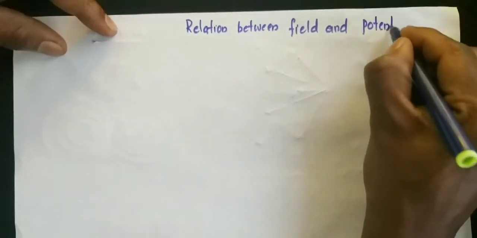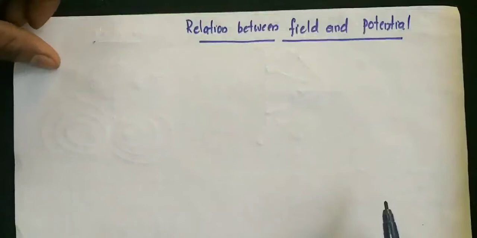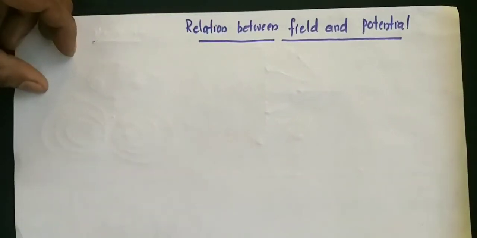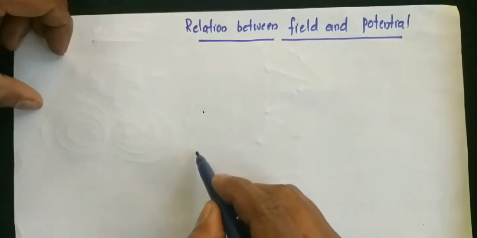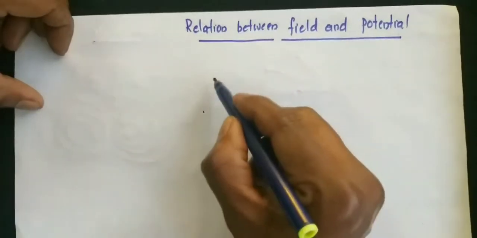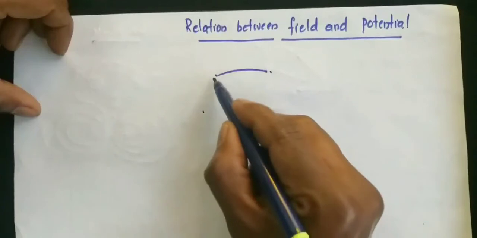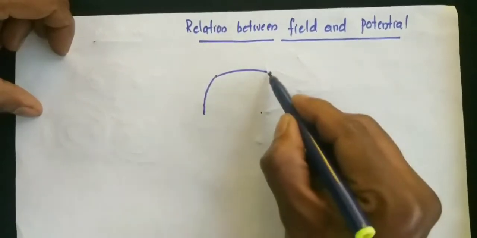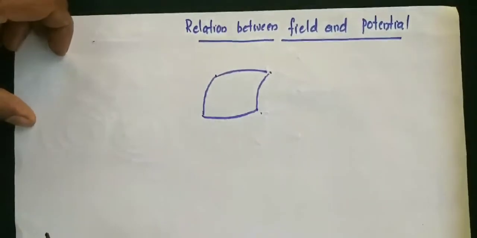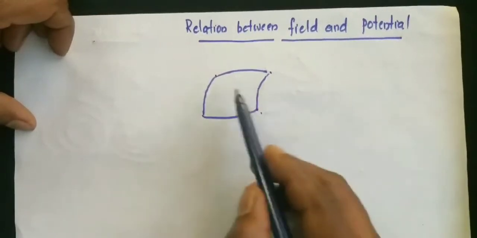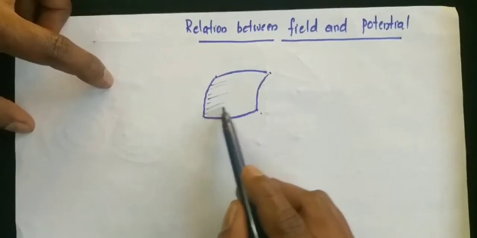So as usual, before any kind of derivation, what is needed? That is, an image is needed, a picture or a diagram is needed. So here I am going to draw an equipotential surface in the form of a rectangular lamina. So don't think that equipotential surfaces will always be only in the form of a sphere.